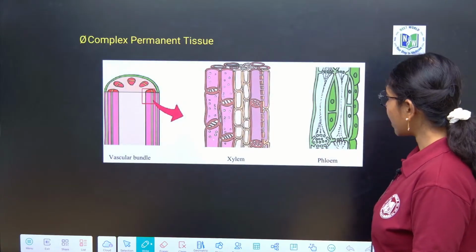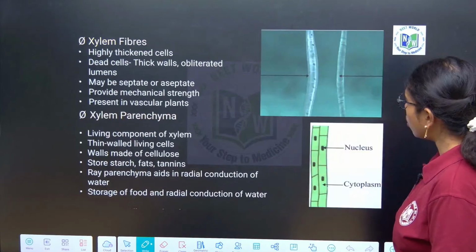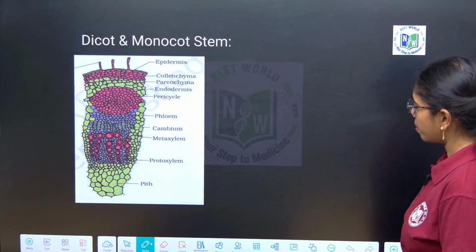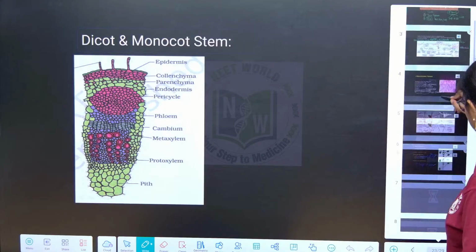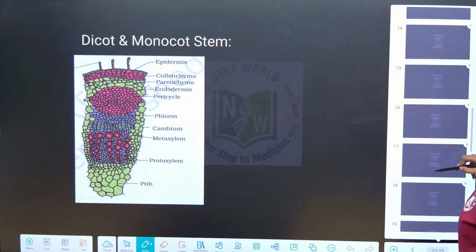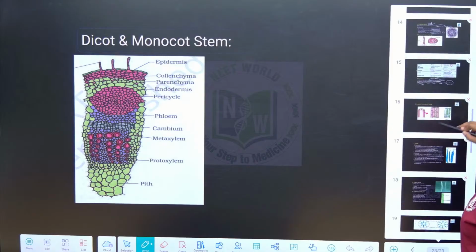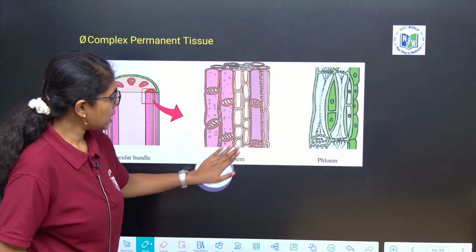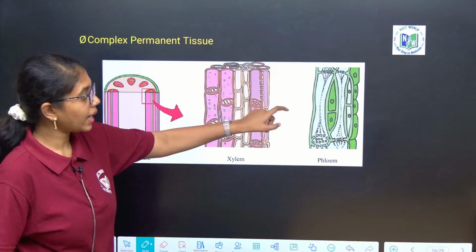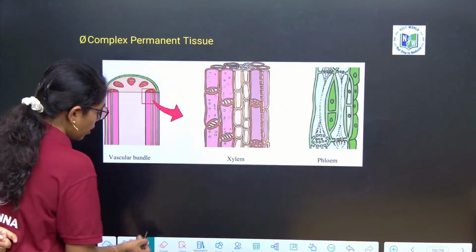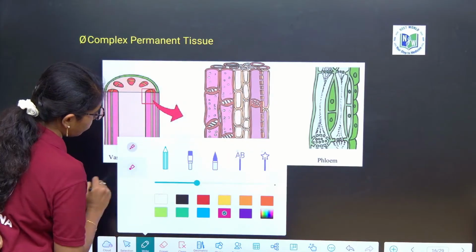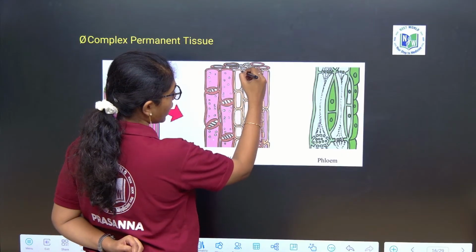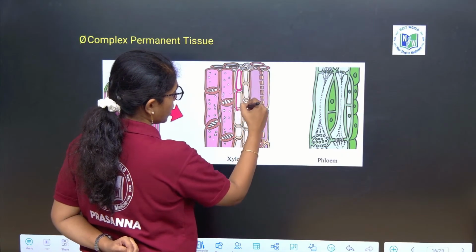Looking at complex permanent tissues, I will not go into much detail, but I will tell you one thing. If you see complex permanent tissues, you have xylem and phloem. This is the complete tissue of xylem, and this is the tissue of phloem. Look into this diagram properly, you will get the complete information. At the center you can see tracheids.